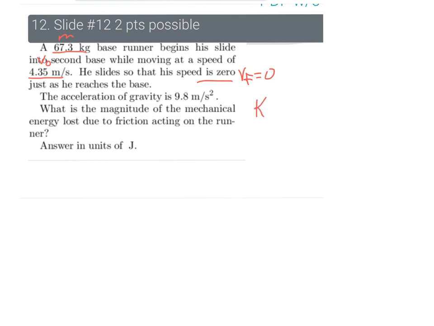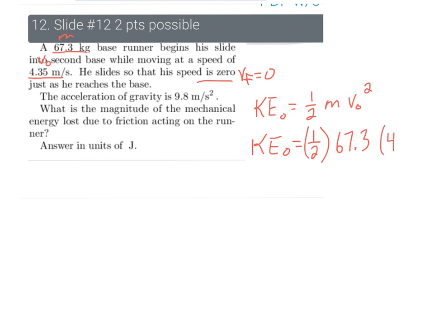So the original kinetic energy at the very, very beginning is equal to 1/2 the mass times the original velocity squared. So we're just going to plug in our numbers here. Our original kinetic energy is 1/2. My mass is 67.3, and my velocity is going to be 4.35, and we're going to square only the velocity.